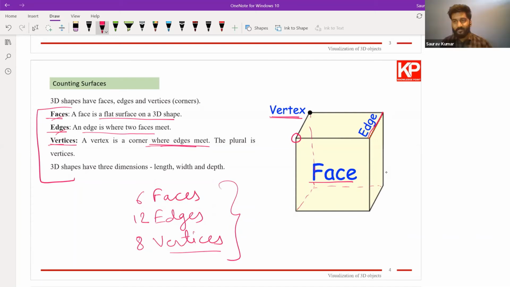But the thing you need to keep in mind is that this edge is shared between this face and this face, right? So when you get some complex figures, which I will show you in subsequent slides, keep in mind that you do not count one thing twice or thrice. Edges which are shared, or vertices which are shared, do not count them multiple times.